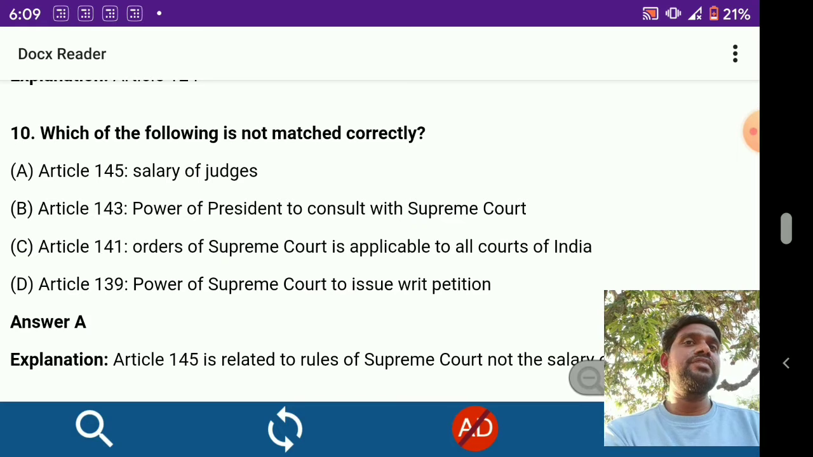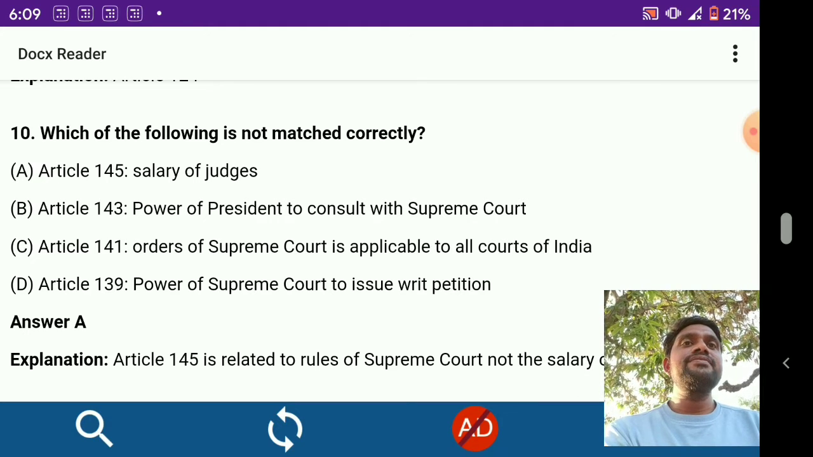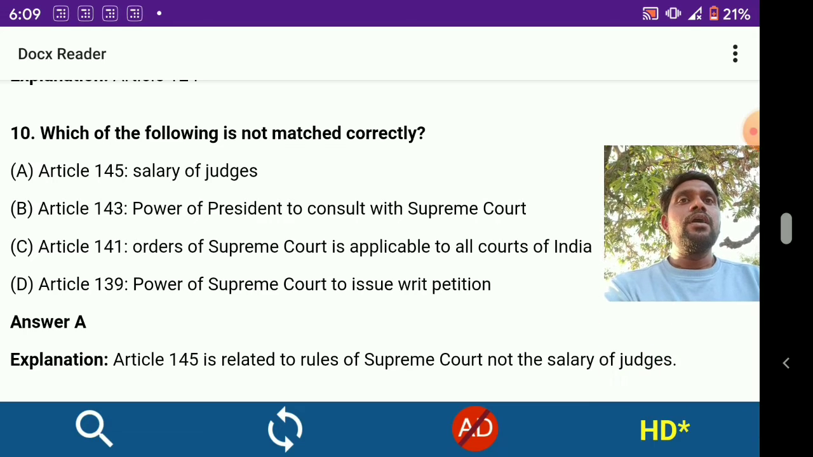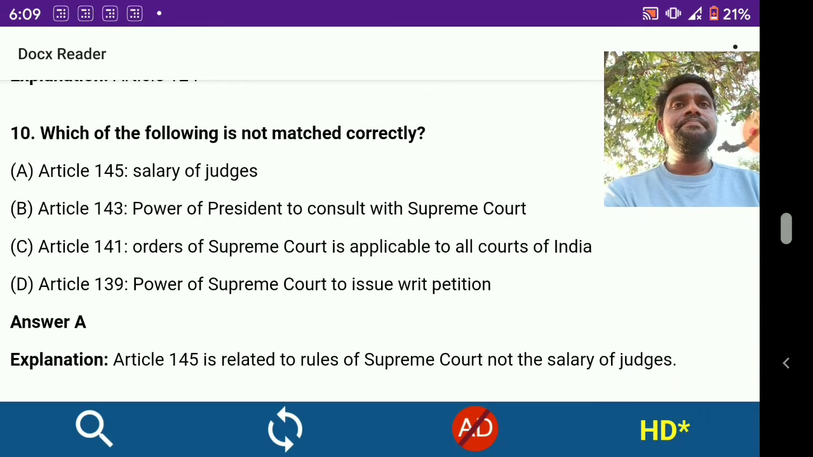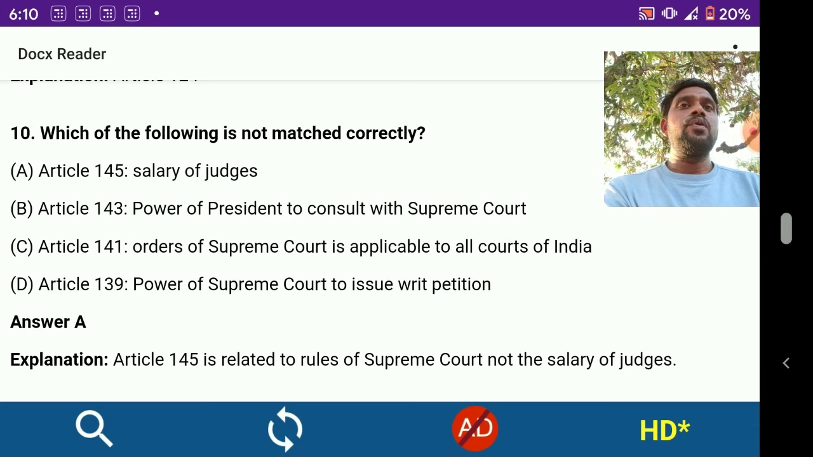Next and last, question number 10. Which of the following is not matched correctly? Option A, Article 145, salary of judges. Option B, Article 143, power of President to consult with Supreme Court. Option C, Article 141, orders of Supreme Court are applicable to all courts of India. Next, option D, Article 139, powers of Supreme Court to issue writ petition. So option A is not matched correctly.